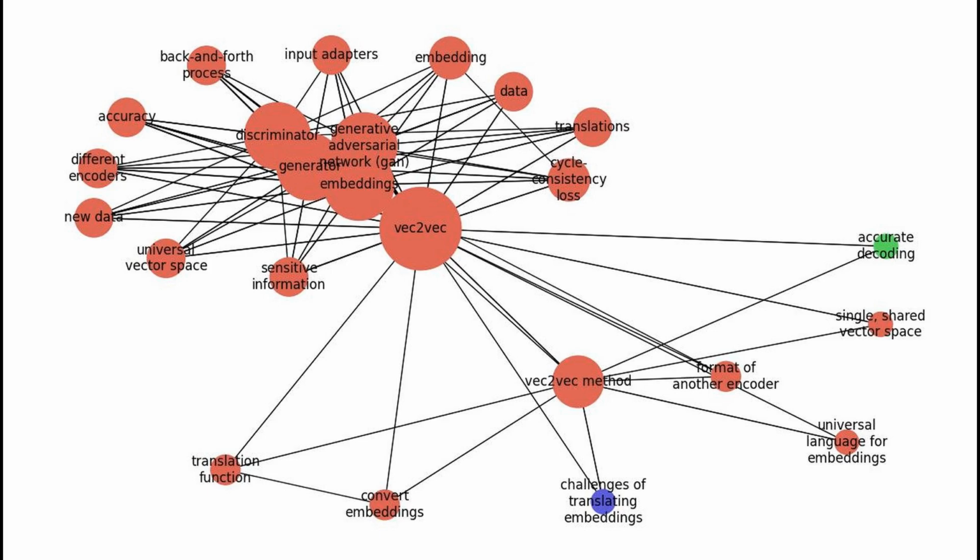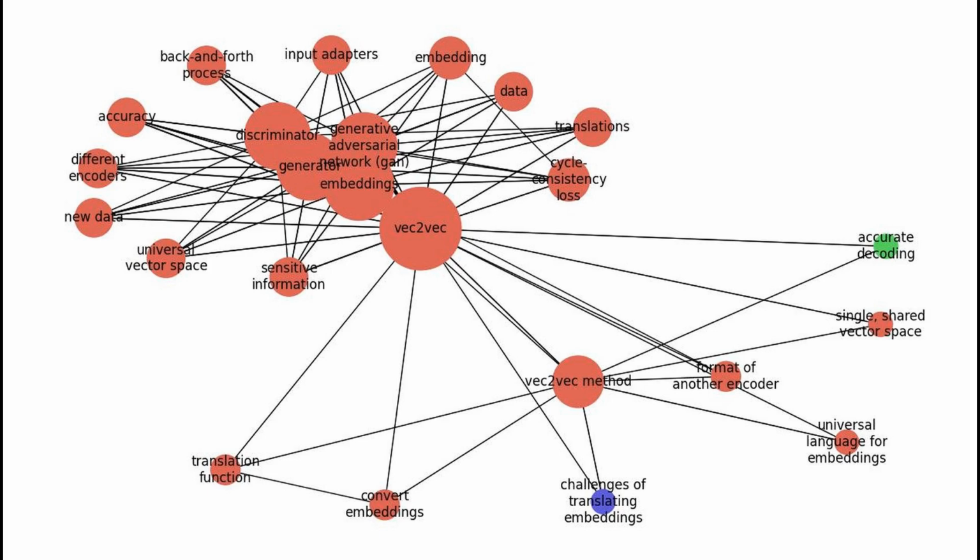To ensure accurate decoding, Vec2Vec employs a few specific techniques. One, translation function. It generates a function that can convert the embeddings from one encoder into the format of another. This is like having a translator who can take sentences from one language and express them in another, even if they don't know the original text.